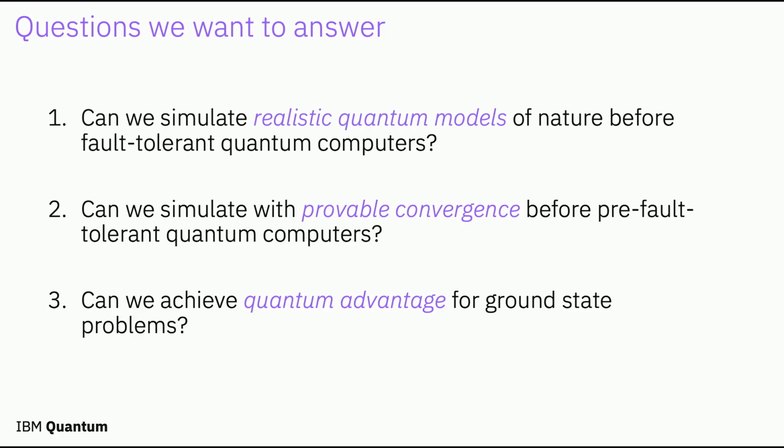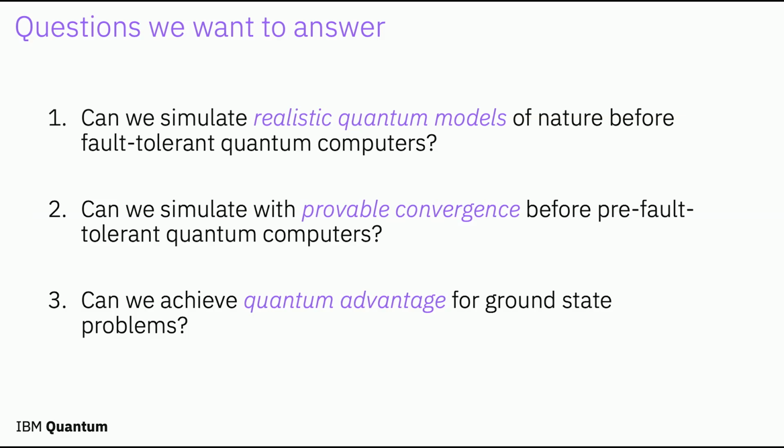The first one is, can we simulate realistic quantum models of nature with the quantum computers that we have now, so before the advent of fault-tolerant quantum computers? Realistic quantum models of nature are the kind of problems that I showed you before, that iron sulfide. The second point is, can we simulate with provable convergence on the quantum computers that we have today?